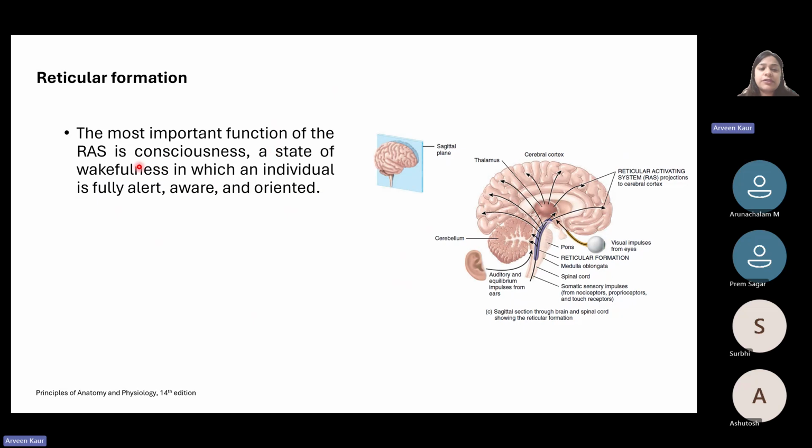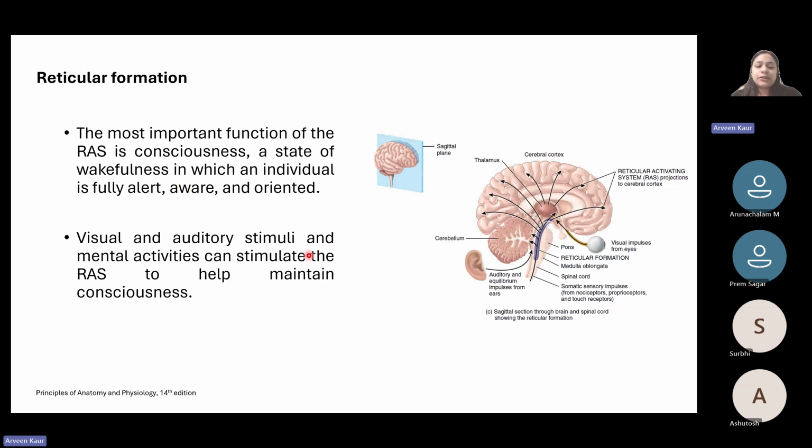The most important function of RAS, or reticular activating system, is consciousness, a state of wakefulness in which an individual is fully alert, aware, and oriented. Right. So, for instance, me right now, I am taking this particular class. So I am fully aware. I am very alert, and I am completely oriented towards performing this task, which is to take this class. Right. Visual and auditory stimuli and mental activities can stimulate the RAS to help maintain consciousness.